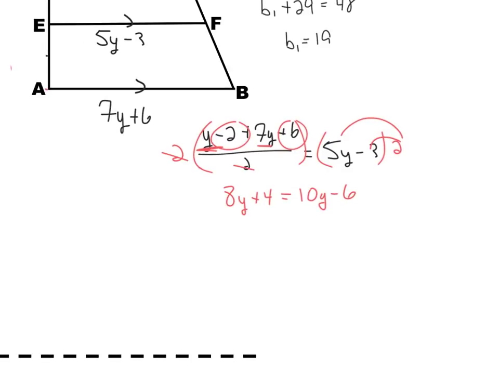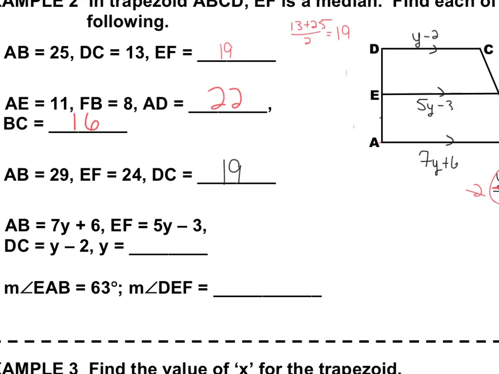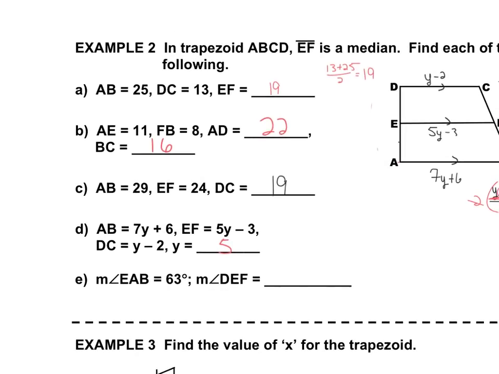And now I can solve this for y pretty easily. I'm going to move the 8y to the other side with subtraction. So 4 equals 2y minus 6. I add 6 to the other side. So I get 10 equals 2y. Then obviously I divide by 2, and that gives me y equals 5. And that's probably one of the tougher ones.